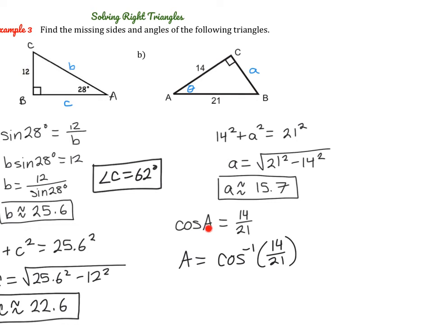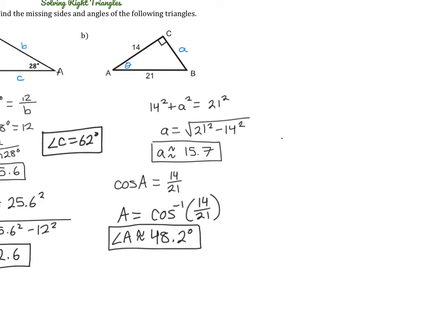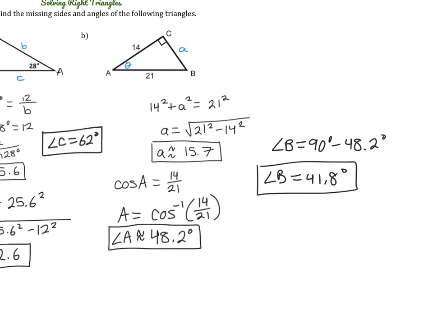So again, anytime you're solving for the angle, we use the inverse function. So we use arc cosine, arc sine, or arc tangent. This is something that you can plug into your calculator to get a decimal approximation. And you should get approximately, let's see, angle A should be approximately 48.2, and that's in degrees. Then we know that angle B will just be 90 degrees minus angle A, which is 48.2 degrees. So angle B is 41.8 degrees.